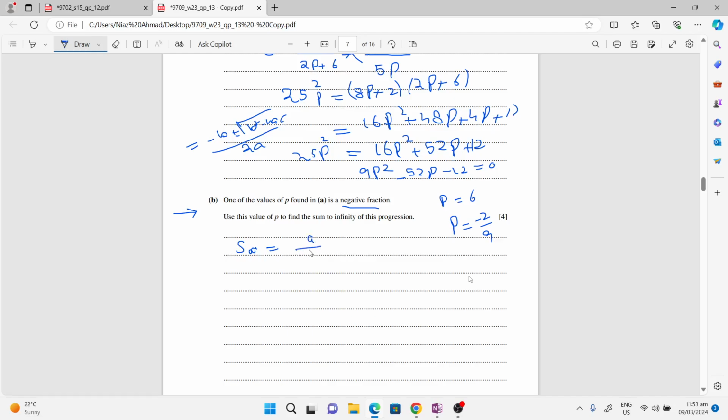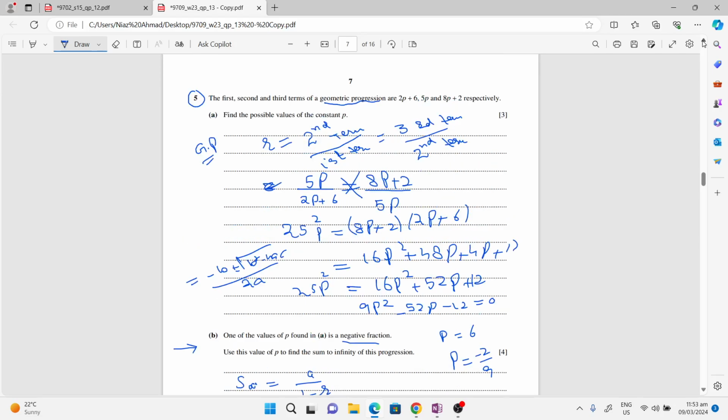A over 1 minus r? Excellent. So now get your first term. Use your negative value. What is your first term? So I'm going to get my first term. The first term was 2p plus 6.